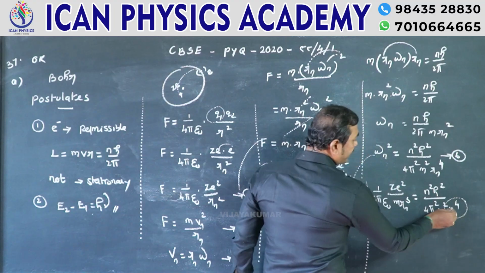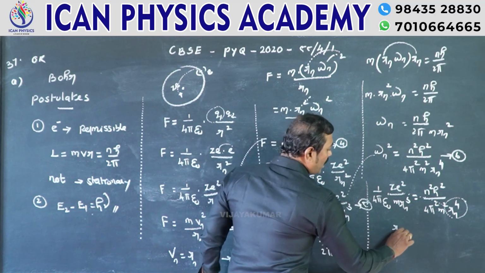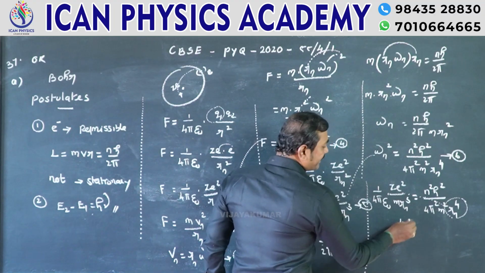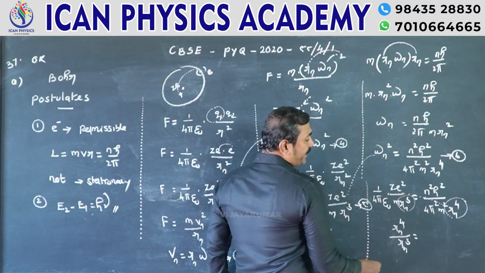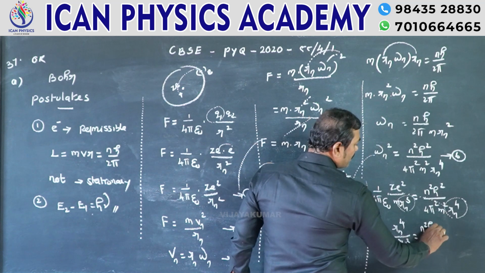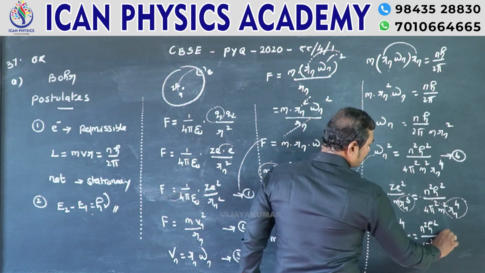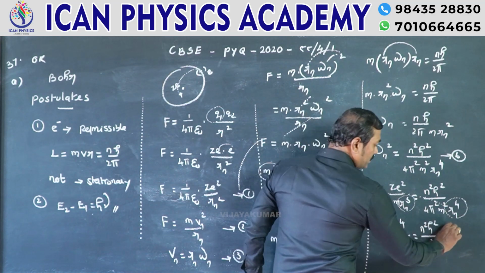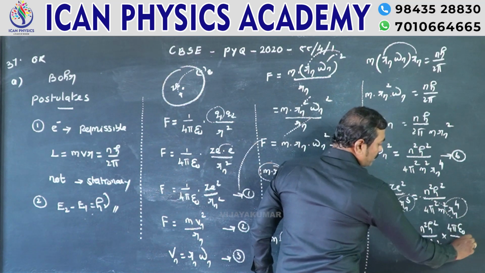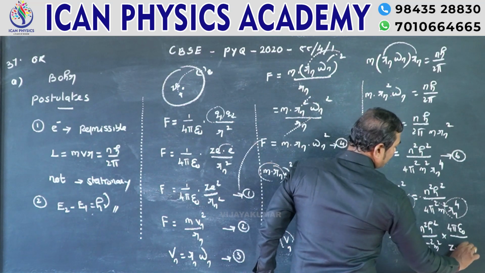So in the division, Rn power 4 comes to this as multiplication. So Rn power 4 divided by, keep the Rn cube in the same sign. So Rn cube equal to n square h square by 4 pi square m square. 1 by 4 pi epsilon 0 goes to the right side as division. So 4 pi epsilon 0 divided by Z e square goes to the right side as division.